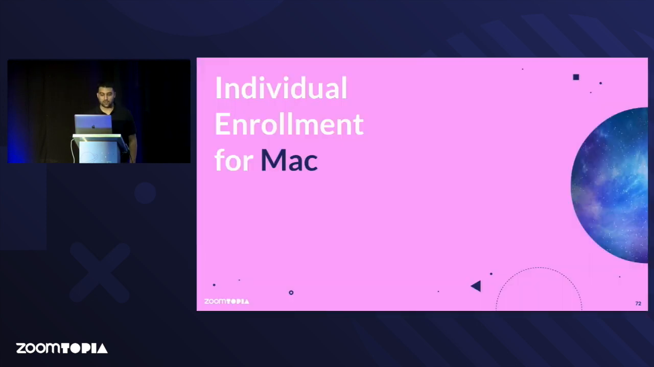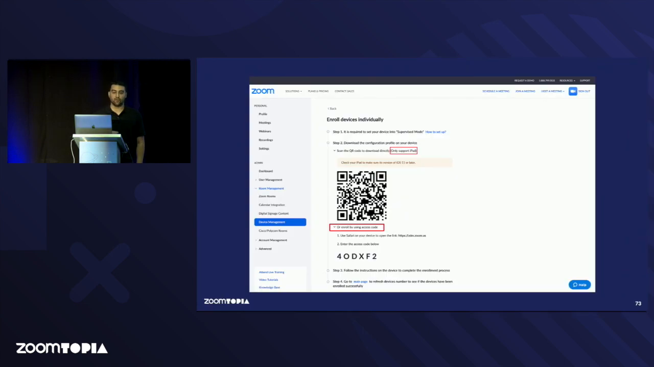Okay, the enrolled count hasn't increased, and now we'll transition into individual enrollment for Mac. In this case, I will have to use the access code, unfortunately, but it's very easy. All I have to do is click the link on the screen. That access code is dynamic, so I believe it changes every day.